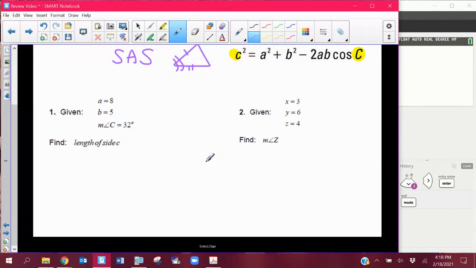Okay, so let's go through a couple examples. The first one is this guy. And again, the easiest thing I always do on these is I just draw my picture. And I know you're going to be like, oh, but I know what to do for this.